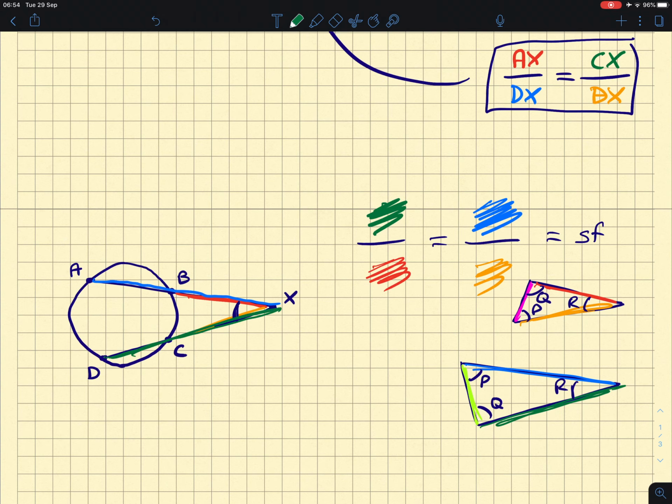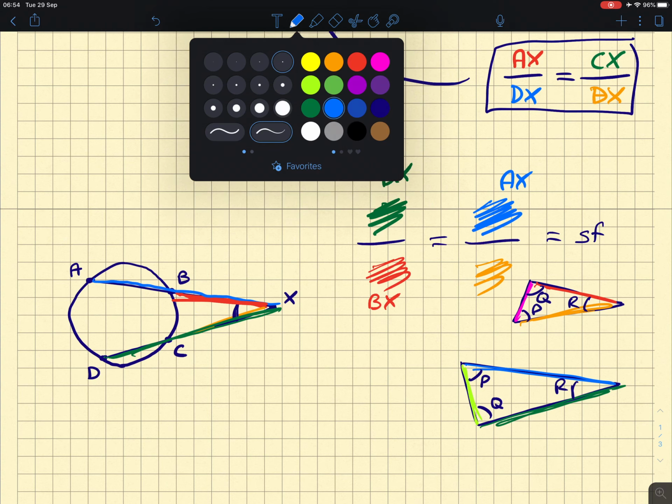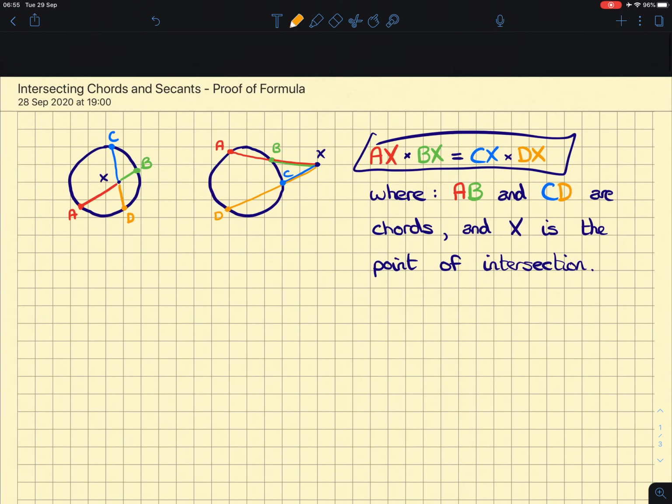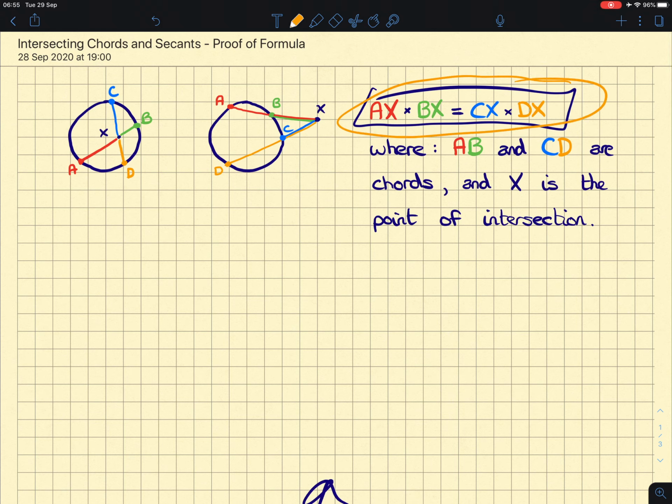Green in this case is our DX, red is our BX, blue is AX, and orange is CX. Then if we multiply CX across, we'll end up with CX times DX on the left-hand side. And if we multiply BX across, we're going to end up with AX times BX on the other side, which is exactly the same thing as this, except the C's and D's are on the left and the A's and B's on the right. Proven. Done.